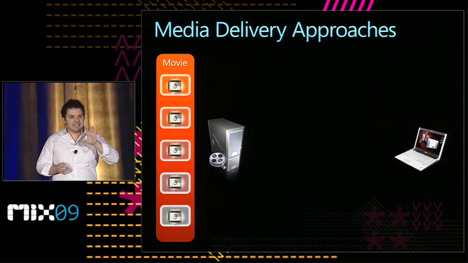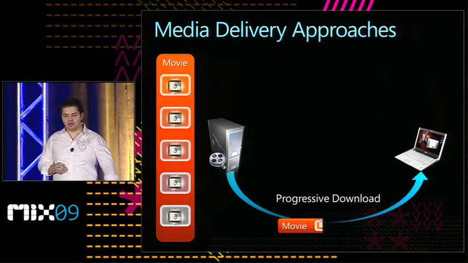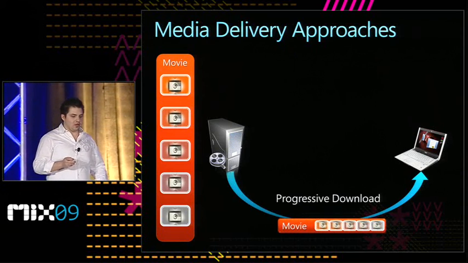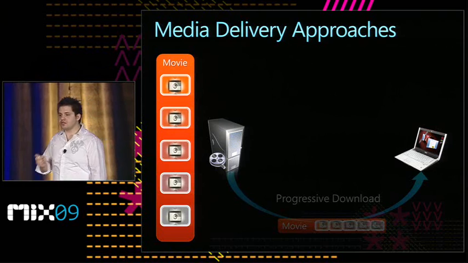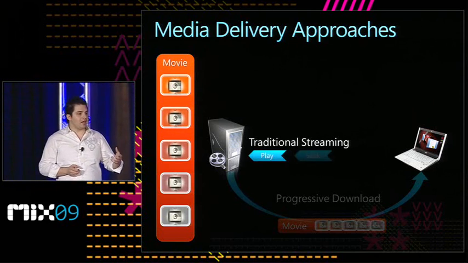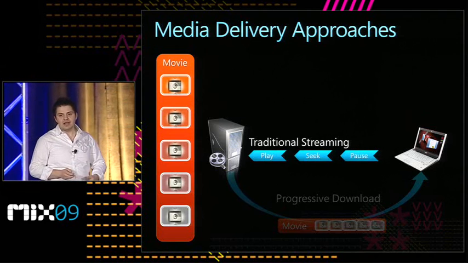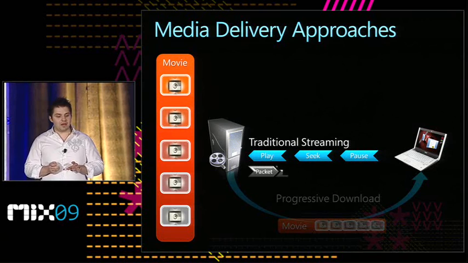So let's contrast on a technical level how this works. So we've talked about progressive download. You throw it on a server. You just get a download the way you would any other file. Traditional streaming. In traditional streaming, the client sends the server instructions like play, pause, seek. And based on those instructions, the server sends a stream of media packets.